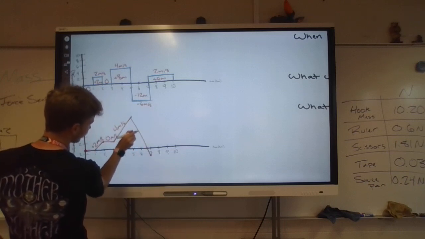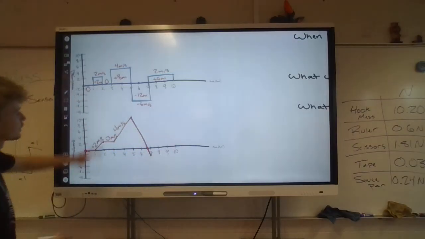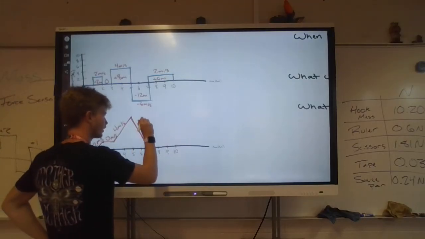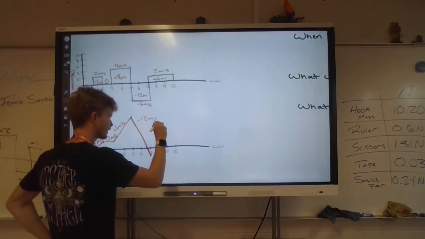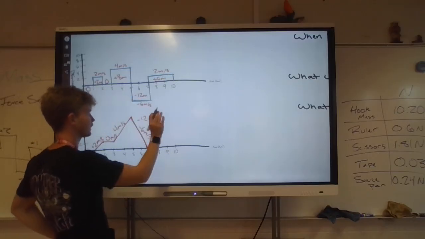I went all the way down here behind the starting line, technically. Since I went down 12 meters over 2 seconds, that means my slope was -6 meters per second, which is correct based on what I have here. So that's good.